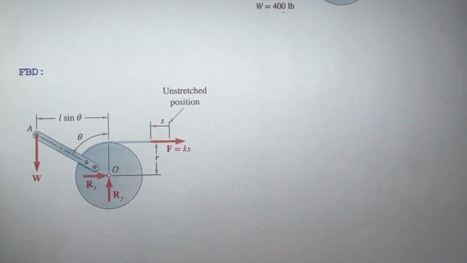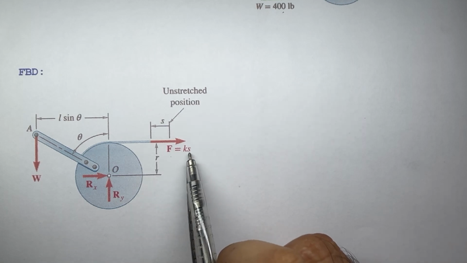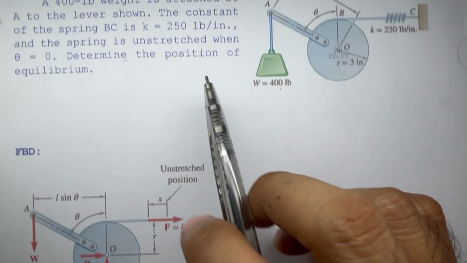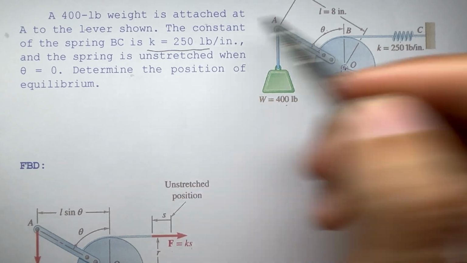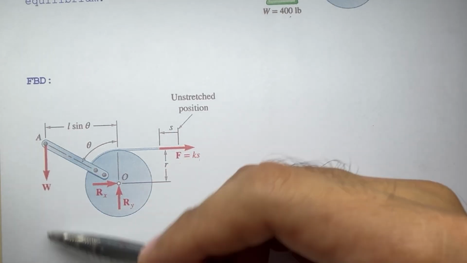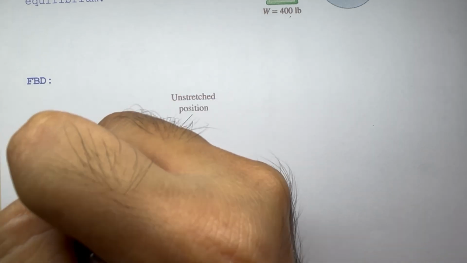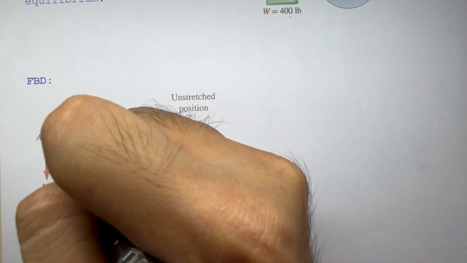For the spring force, the formula is just the spring constant times the stretched distance. So we have our spring constant given, and that is 250 pound-inch. And then our weight directed towards the negative, we have 4,000 pounds.